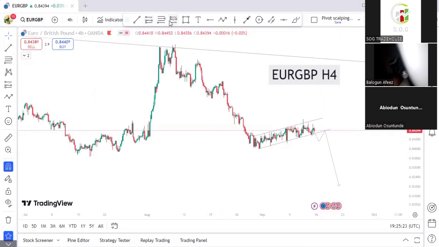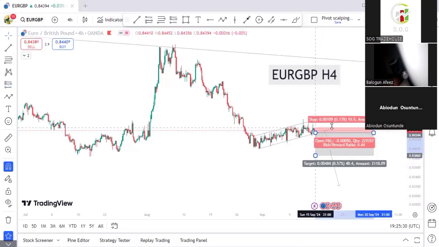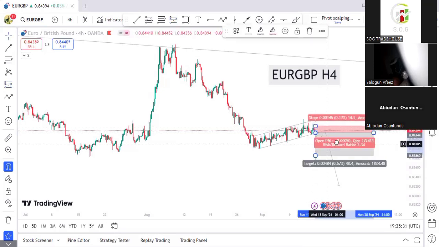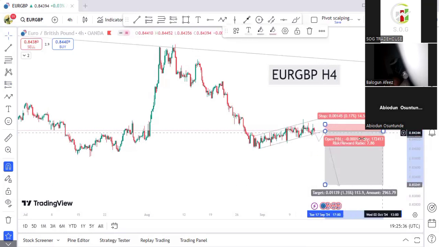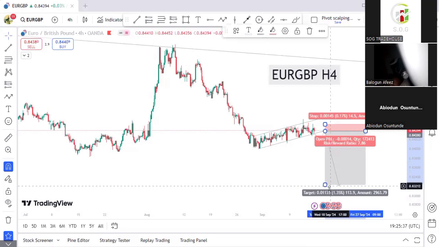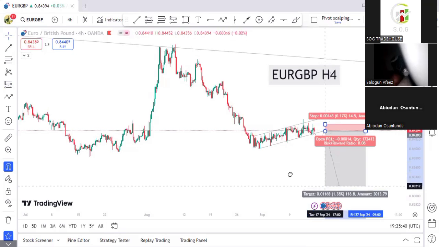So we just have to wait for the breakout of this pattern, and we enter at the retest of the pattern. So it's a simple break and retest strategy for those that understand patterns.